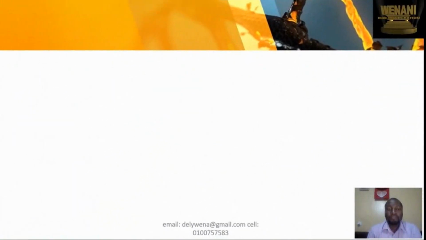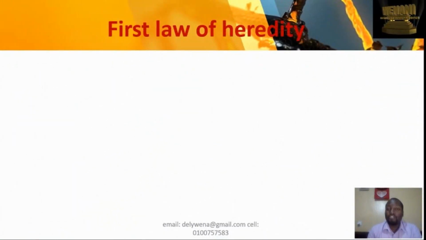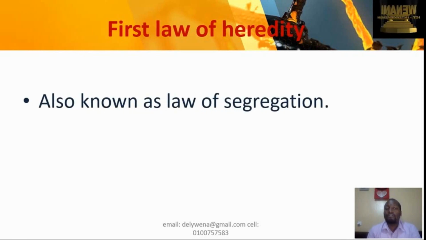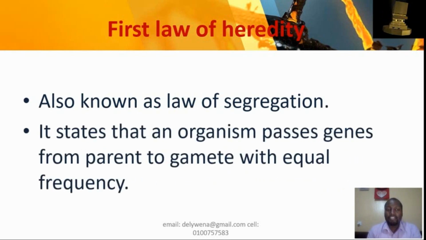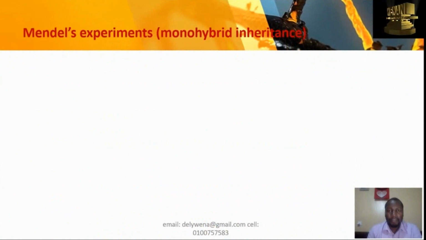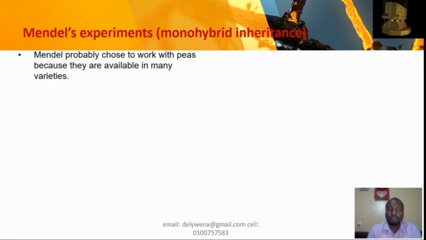And now I want to move on, and I want us to look at the first law of heredity. Now, this is also known as the law of segregation. This law states that an organism passes genes from parent to gamete with equal frequency. Now let us look at what Mendel was able to do in his experiments in what we call monohybrid inheritance.